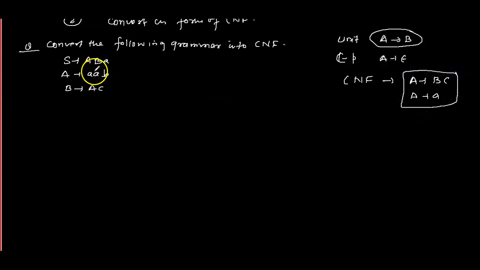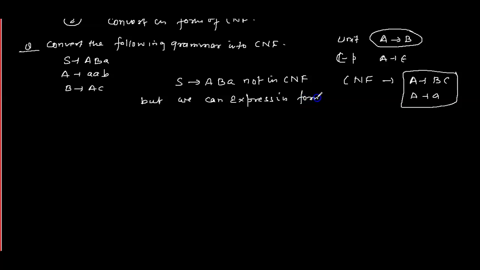So we'll see here, just renaming the names that we have to study. First grammar, this one: S derives AB and small a. This is not in the CNF, but we can express it in the form of CNF. S derives AB and small a. This one.